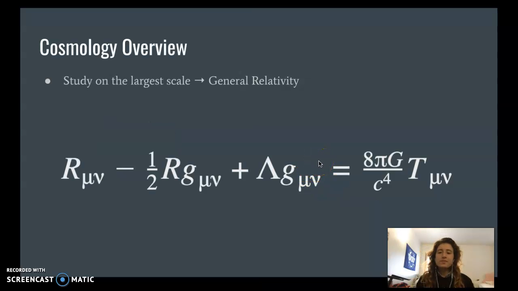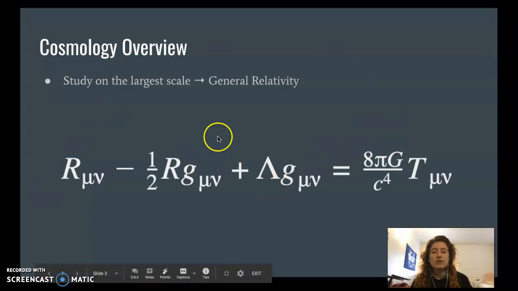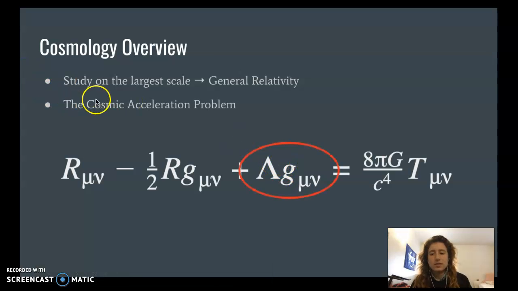So, cosmology overview. Cosmology is the study of the universe on the largest scale. In this, of particular interest is cosmic acceleration. So cosmology as a whole was really advented by Einstein's theory of general relativity. Below are the Einstein field equations. Going back to cosmic acceleration, there needed to be a term to account for the universe expanding, which is why this term was added back in after it had been cut out, and is now included as the cosmological constant.